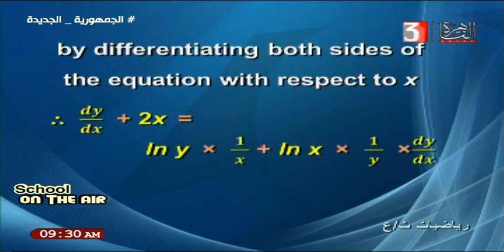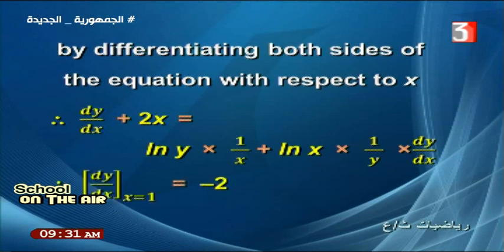ln y multiplied by the derivative of ln x, which equals 1 over x, plus ln x multiplied by the derivative of ln y, which equals 1 over y times dy/dx. Then dy/dx plus 2x equals ln y times 1 over x plus ln x times 1 over y times dy/dx. When x equals 1, y equals 1. Then dy/dx at x equal 1 equals negative 2.